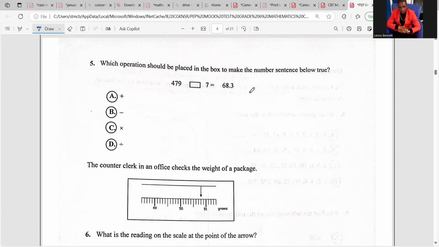All right, let's look at number 5. It said, which operation should be placed in the box to make the number sentence below true? I'm expecting 100% persons to get this one. Right, go ahead and send, please.